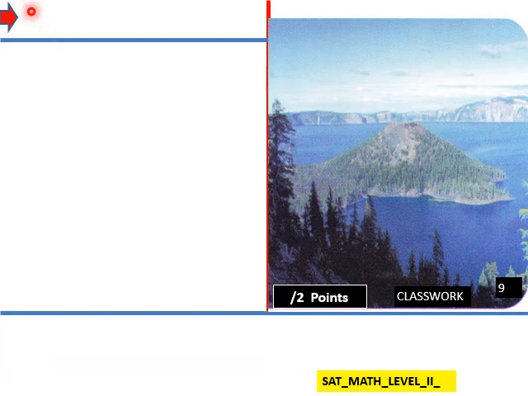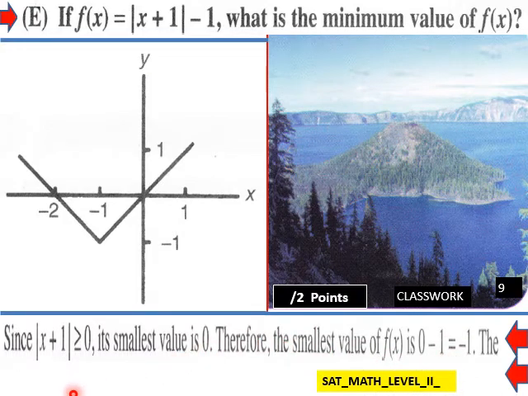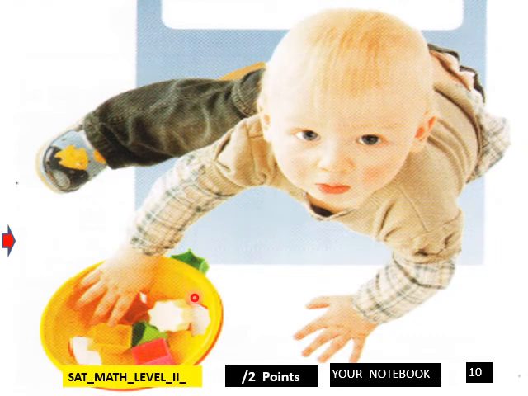And then example E here. If f of x equals the absolute value of x plus 1, minus 1, what is the minimum value of f of x? So, okay. Since the absolute value of x plus 1 is greater than or equal to 0, its smallest value is 0. Therefore, the smallest value of f of x is 0 minus 1 equals negative 1. The graph of f of x is indicated. So this will be the graph of f of x here. Minus 1 would be your smallest value here.